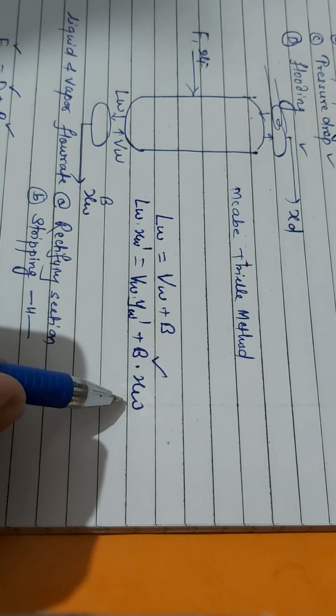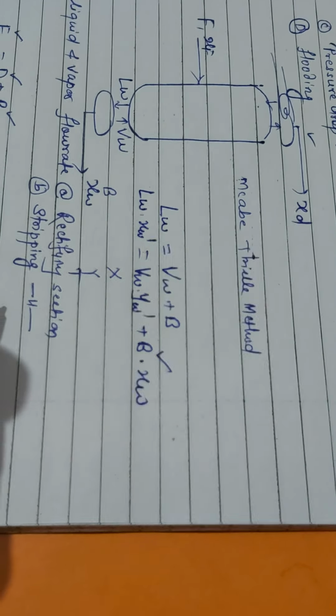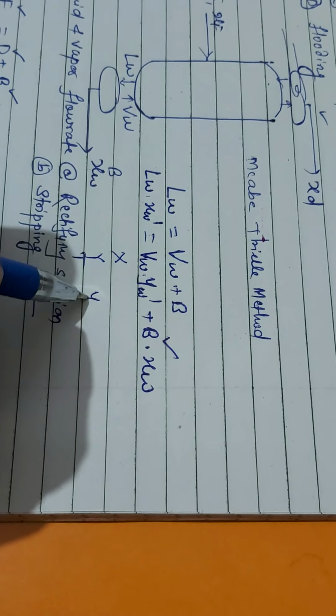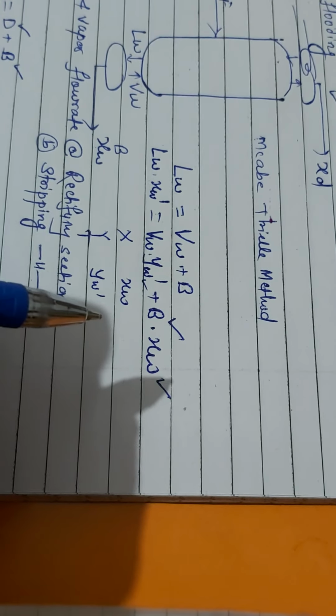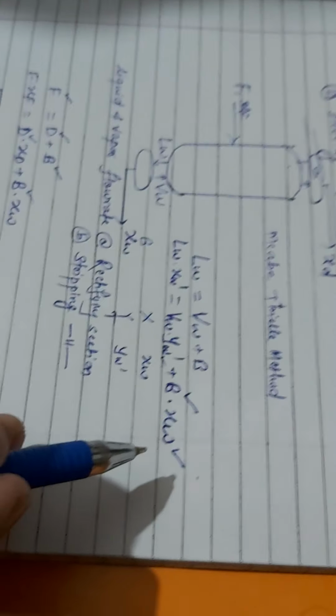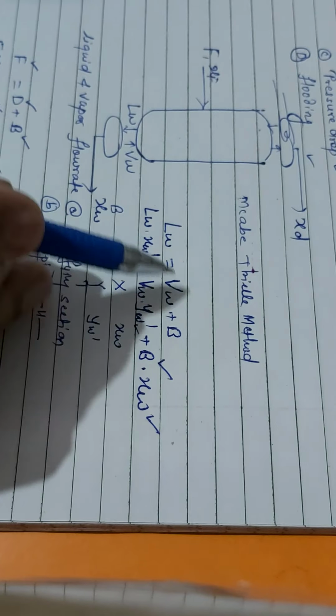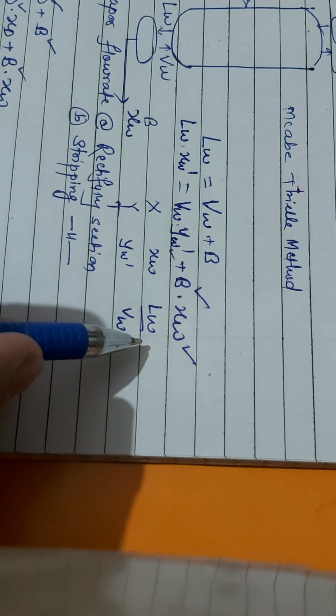Now you know YW dash is in equilibrium with XW. So you have X, Y, T data. From this you can find the respective YW dash for XW. So XW is known, YW dash is known. Now there are two equations, two unknowns. So you can find out LW and VW. Plus you also know the ratio of LW and VW, which will help you find LW and VW.